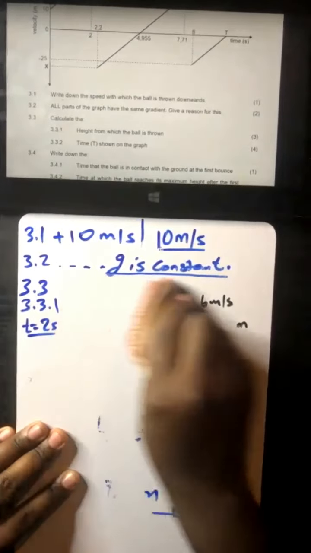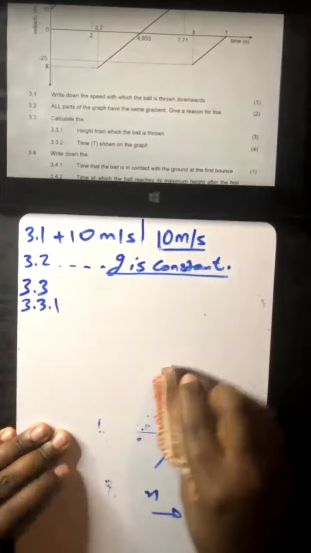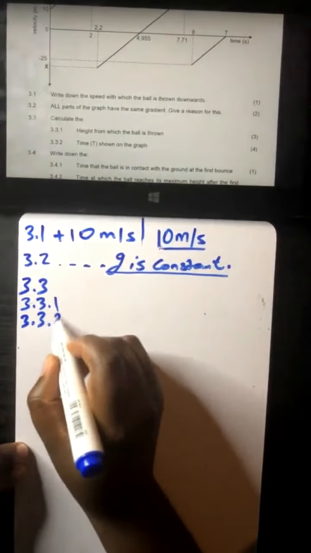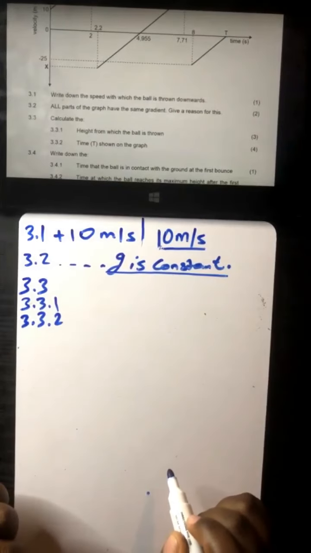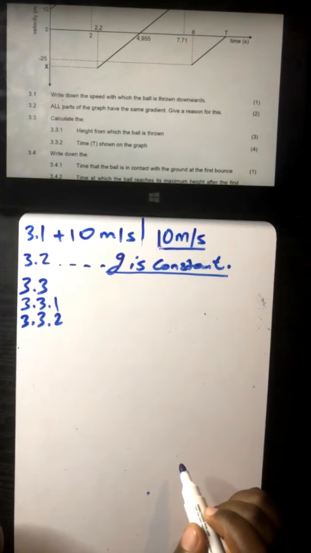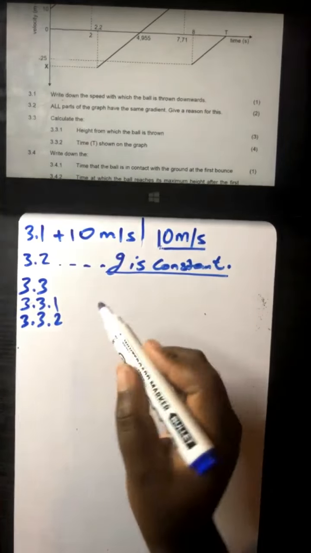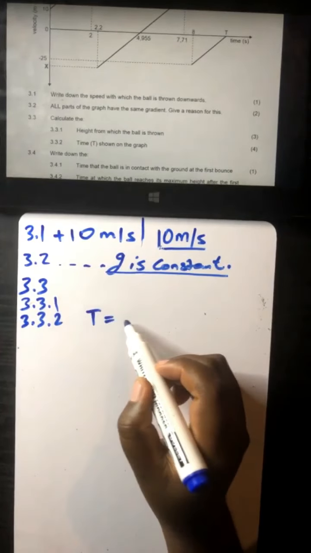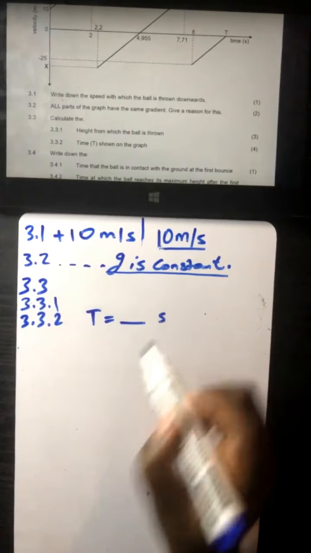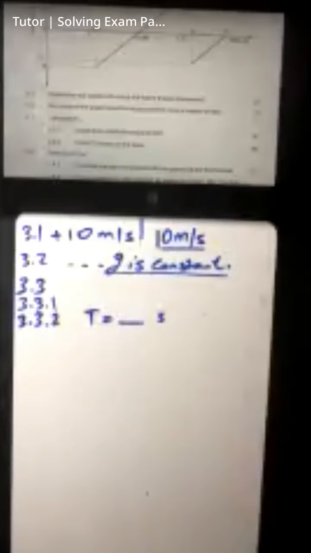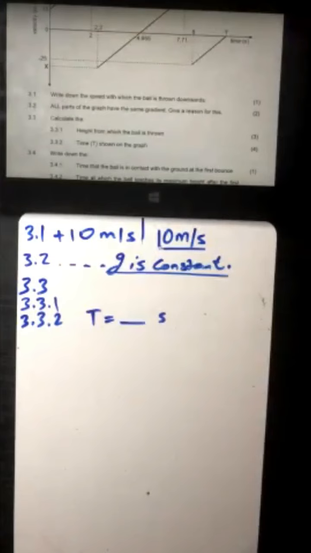Okay, let me also remove all of that. Okay, 3.3.2. The question says calculate a time t shown on the graph. Most importantly, they're saying calculate time t, which means our final answer should be t equals something seconds. The time is in seconds.